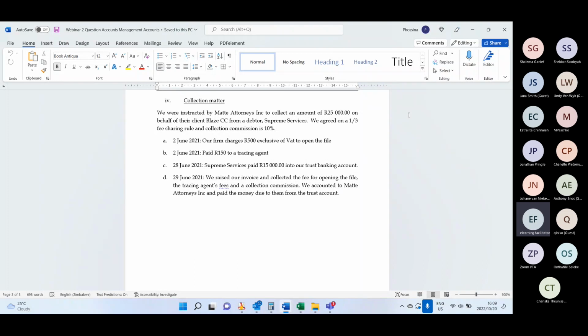Okay, and then it's on 2 June 2021. Our firm charges 500 Rand excluding VAT to open the file. So we are supposed to then record this transaction. So I'm going to show you how to record. I'm going to unshare the screen because I want to add in the Excel sheet. Once they are together, then I'll be able to share the screens with you.